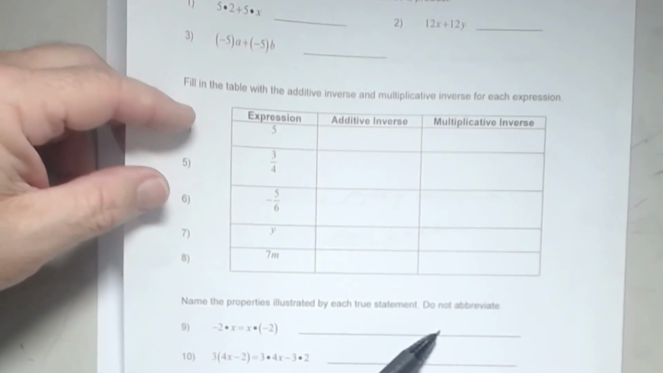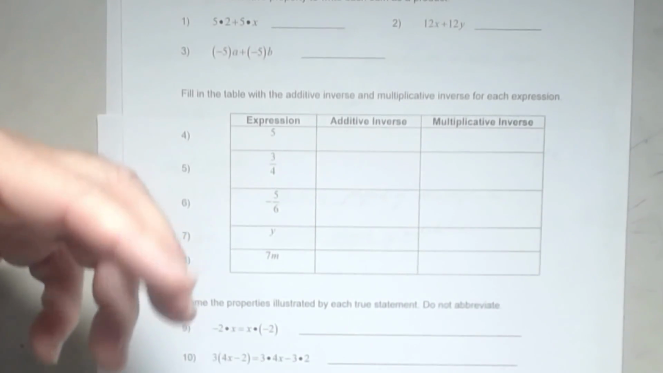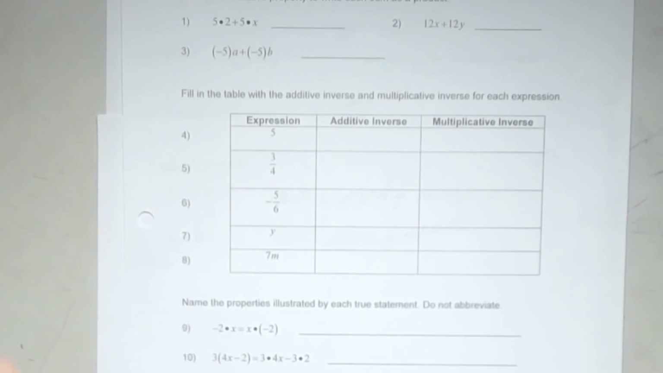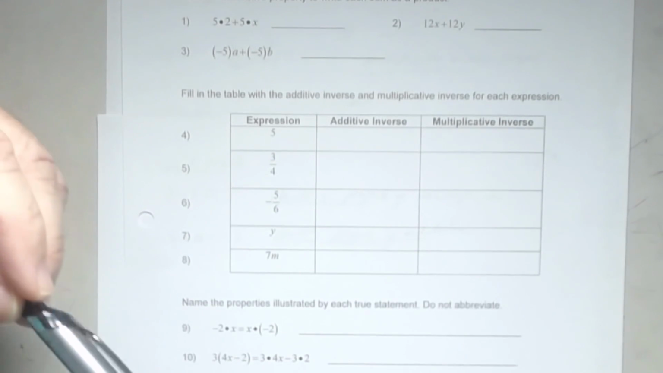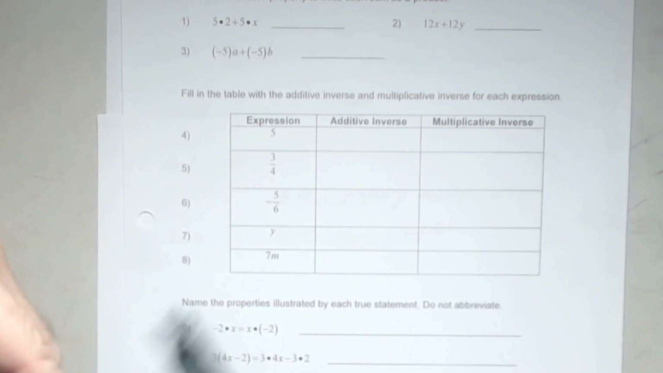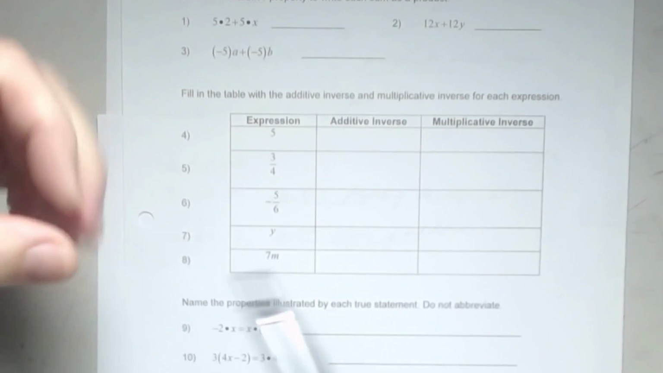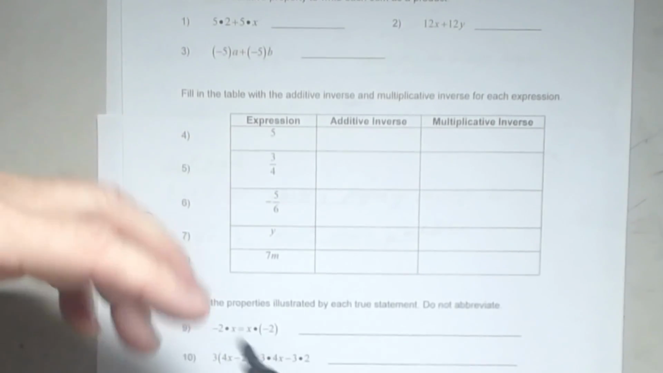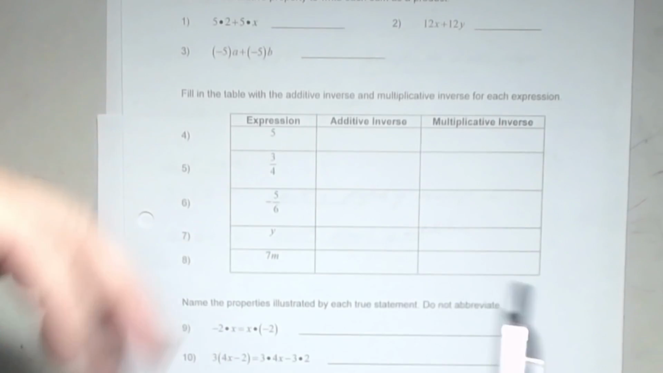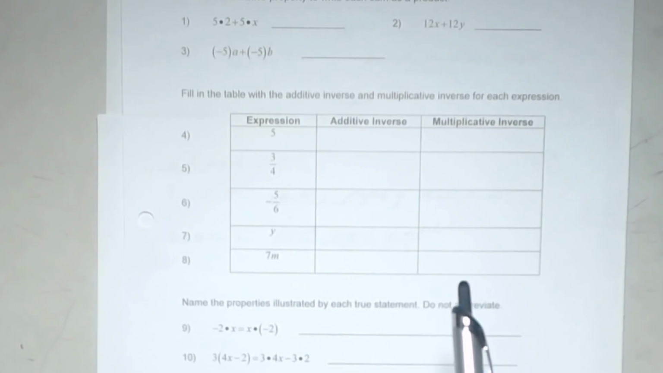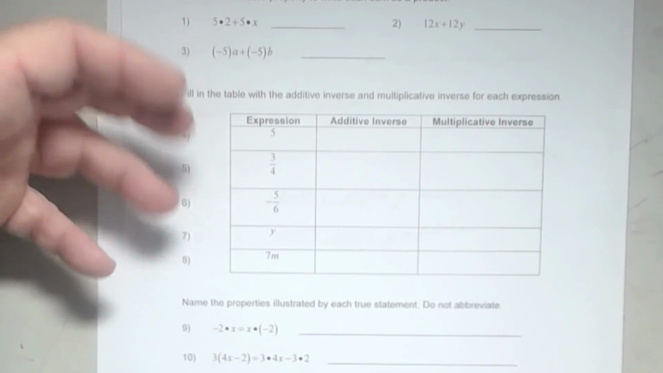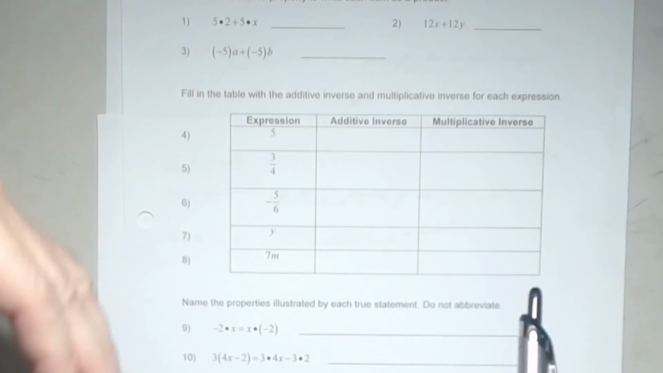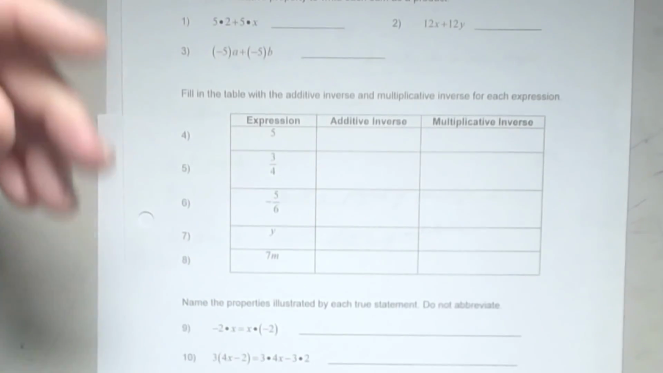Now notice, do not abbreviate. So if it says the commutative property of multiplication, you've got to write out commutative property of multiplication. Okay, so don't abbreviate. If it's the associative property of addition, write out the associative property of addition. Don't just put commutative property. You've got to say commutative property of either addition or what? Multiplication. You have to say either the associative property of addition or multiplication. You have to say the distributive property. Whatever the property names are, say it. Okay?